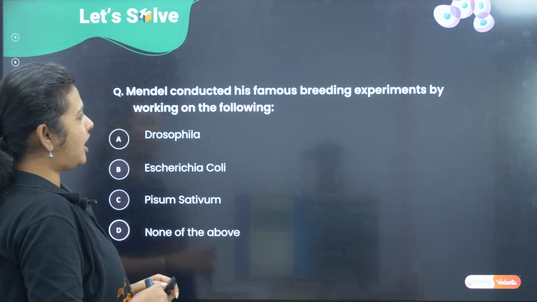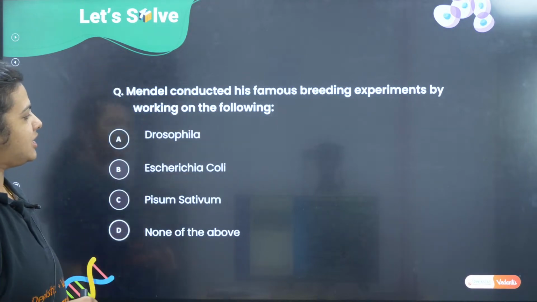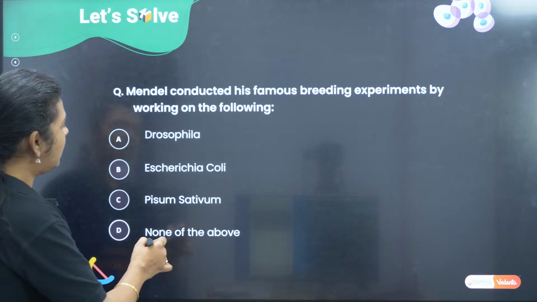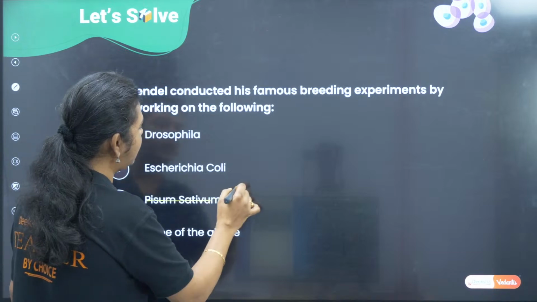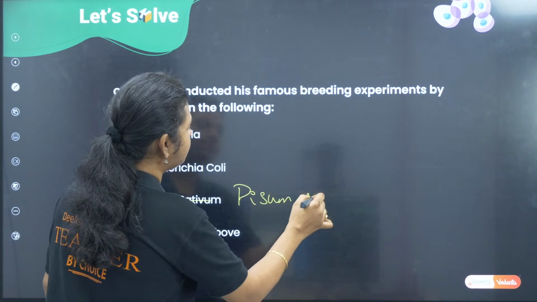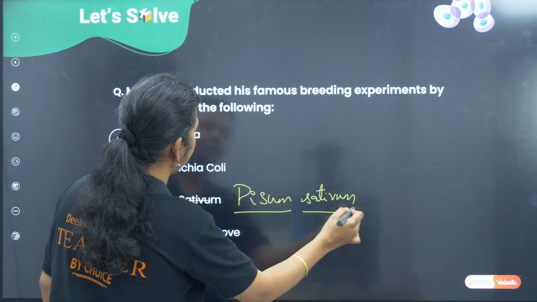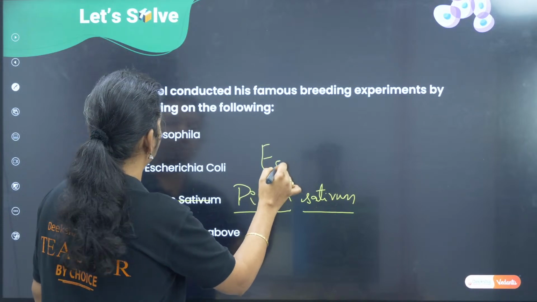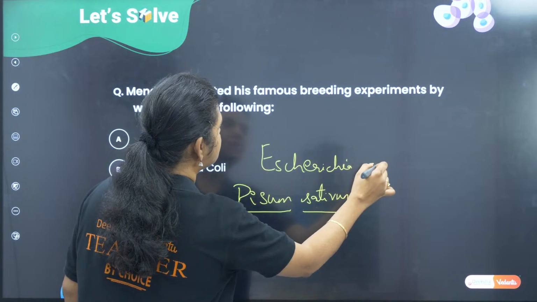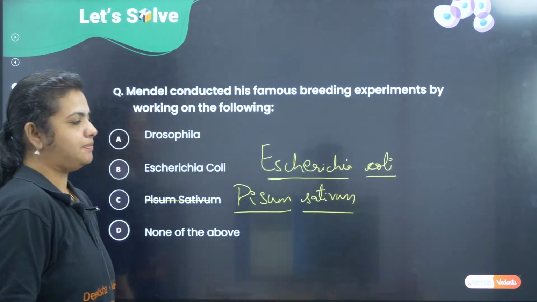Mendel conducted his famous breeding experiments by working on the following: Drosophila, Escherichia coli, Pisum sativum, none of the above. So, here it is always to be written in binomial nomenclature, where we are going to write the genus capital, species small, and here it is going to be Escherichia coli. See small letter and you underline it separately.